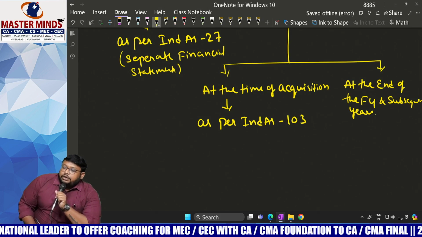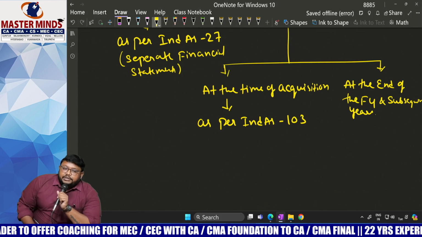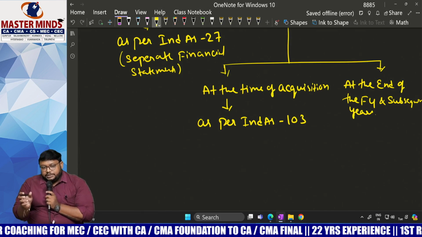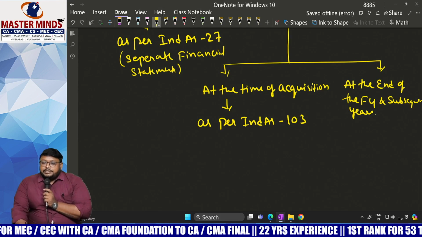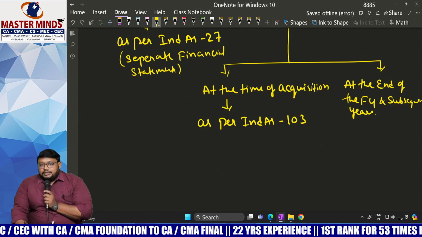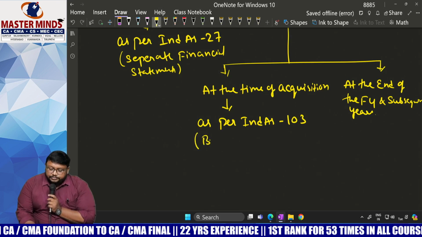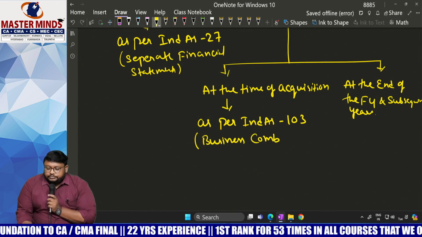So business combination will happen at the date of acquisition or at the time of acquisition. So on the date of acquisition, we have to follow Ind AS 103 rules for preparing consolidated financial statements. Ind AS 103 deals with business combination.